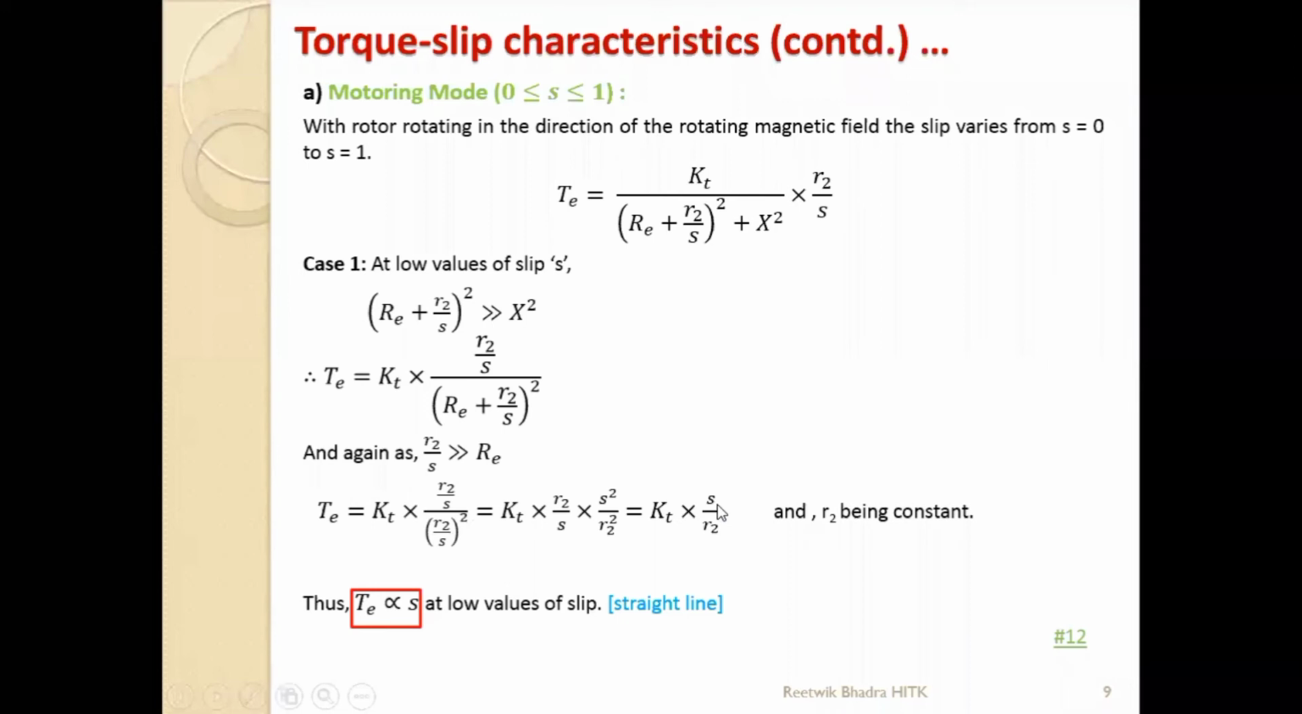So at low values of slip, my torque is directly proportional to S, hence it is a straight line. At the starting value, slip S is equal to 0, which means torque will also be 0. So it should be a straight line passing through the origin. Okay, so we'll check the characteristics.